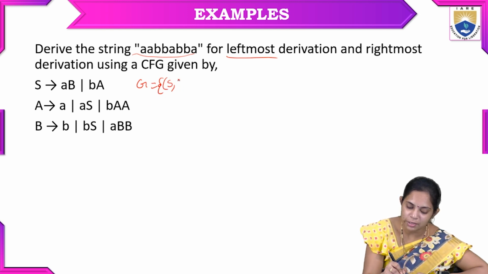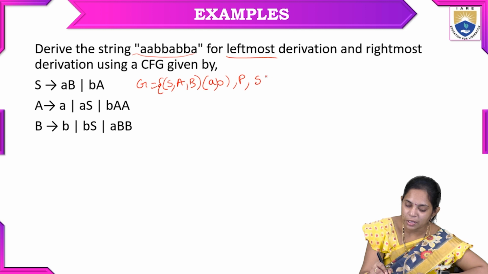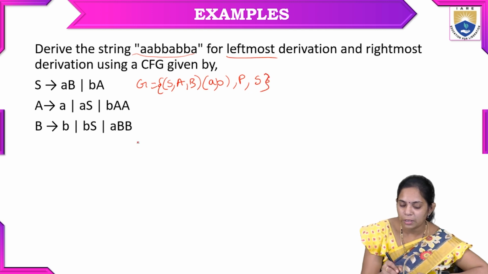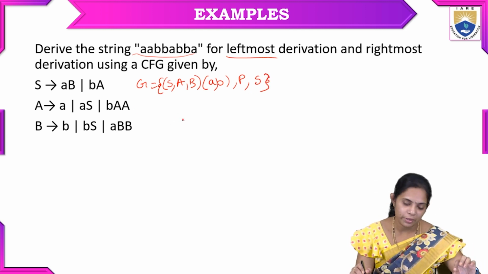We have to write the non-terminal set: A, B. These are the non-terminals, and the terminals are a, b. And what are the production rules? We already have them. And what is the start symbol? So these are the 4-tuple, and this is the grammar for the given production rules.